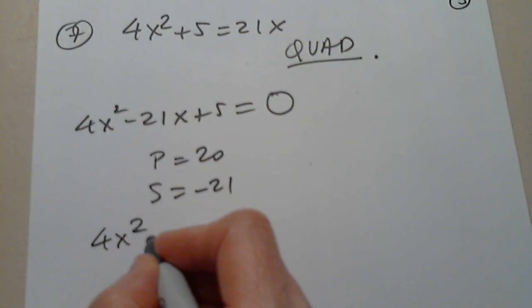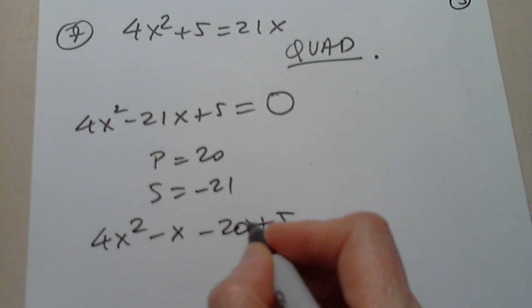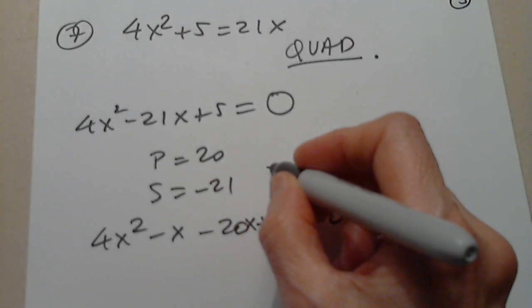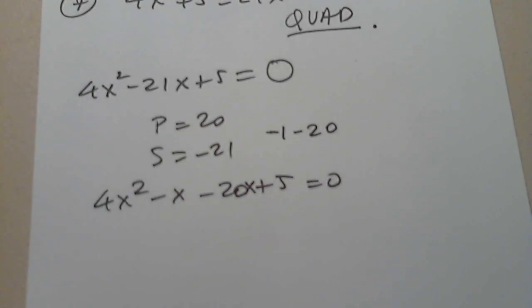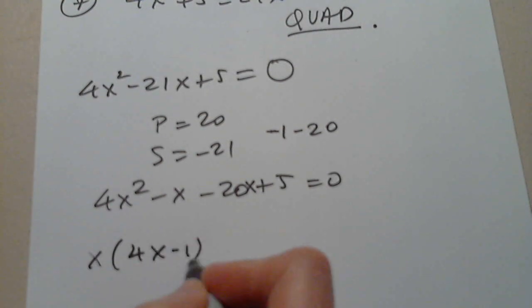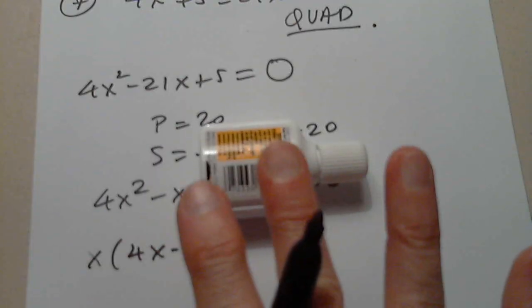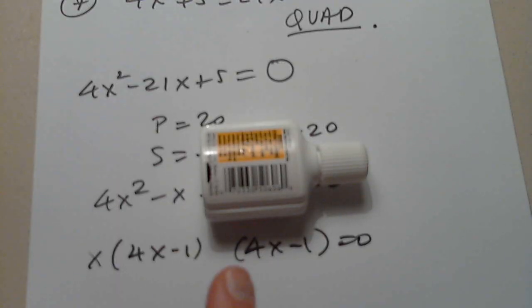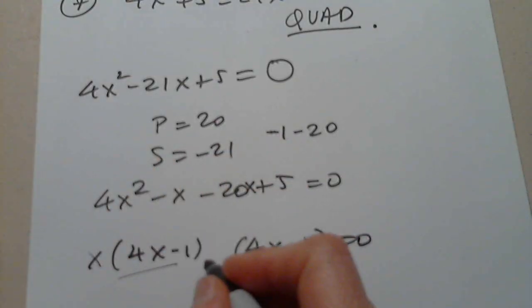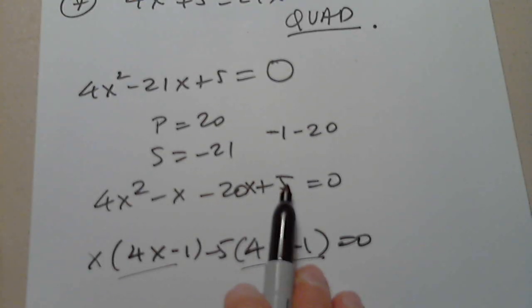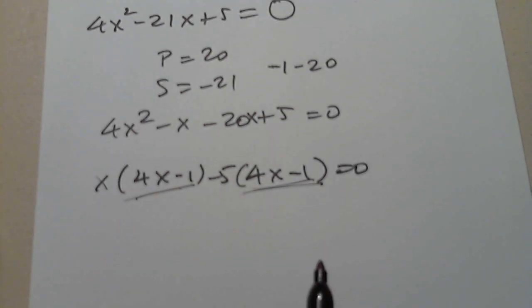So I have 4x squared minus x minus 20x plus 5 equals 0, because I need the negative 1 and the negative 20. I have 4 terms. Factor out x, 4x minus 1. Don't even look. Put 4x minus 1, and let's check that it's there. It has to be there if it's factorable. So, minus 5. Negative 5 times 4x is this. Negative 5 times negative 1 is this. So I know that this is the common factor. It comes out.